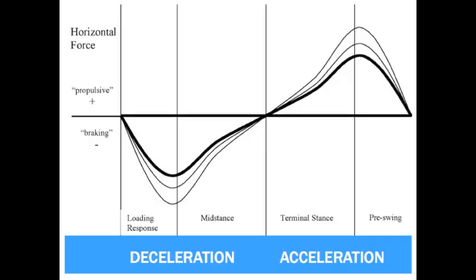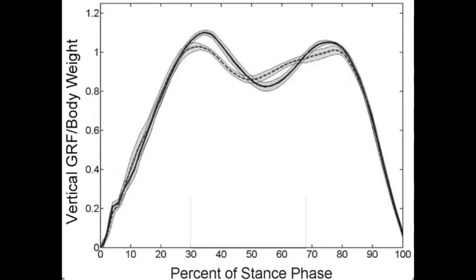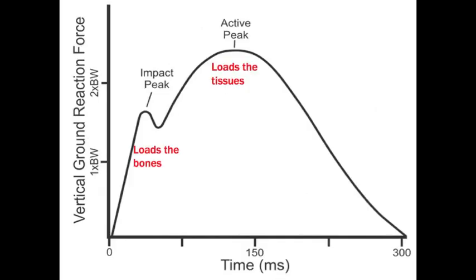There is a deceleration phase at the beginning of stance, followed by an acceleration phase in the second half of stance. The vertical ground reaction force graphs for walking and running are quite different, however. The vertical GRF graph for walking is M-shaped, while the vertical ground reaction force graph for running is N-shaped, with an impact peak that loads the bones and a larger active peak at mid-stance that loads the tissues.